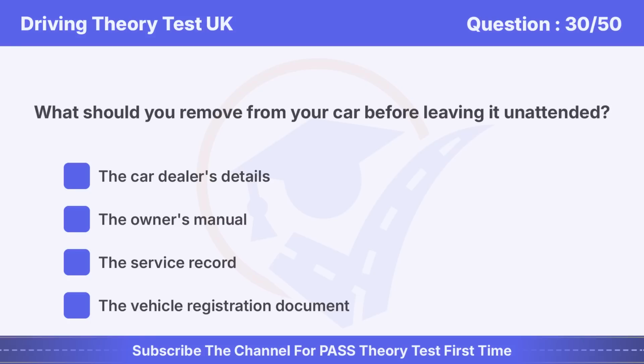Question 30. What should you remove from your car before leaving it unattended? Option A, the car dealer's details. B, the owner's manual. C, the service record. D, the vehicle registration document.